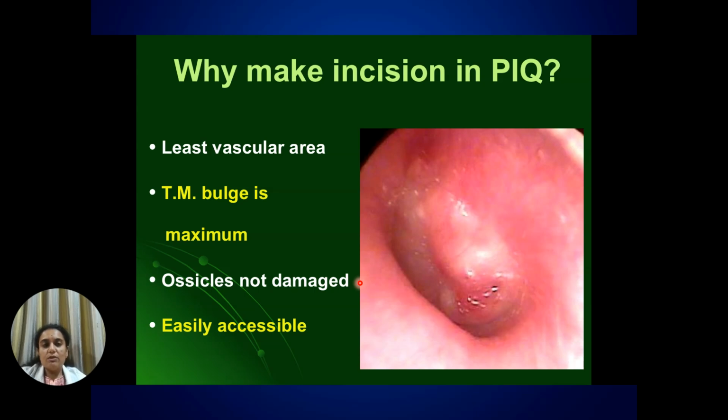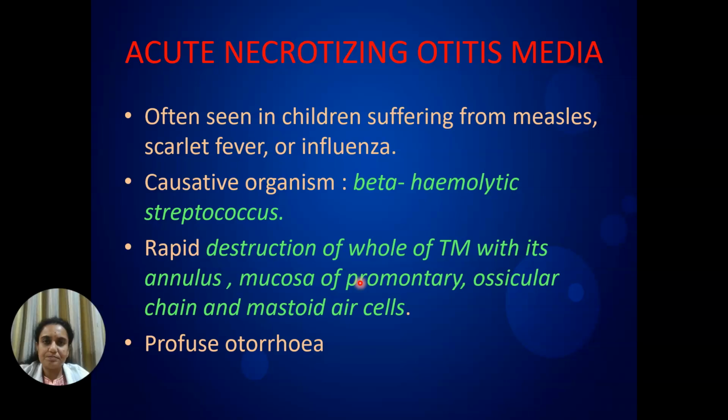So in ASOM, why do we make an incision in the posterior-inferior quadrant only? Because it is the least vascular area, and here the tympanic membrane bulge is also maximum. Ossicles are not damaged, and it is an easily accessible area.